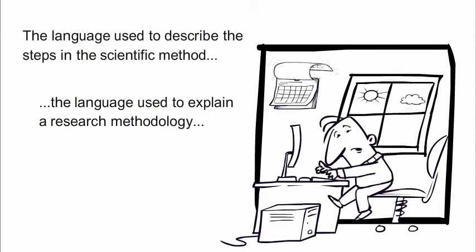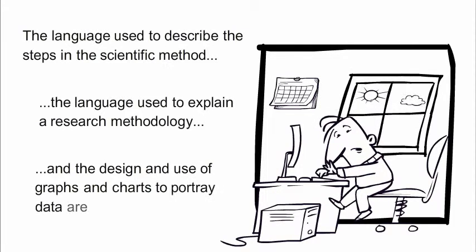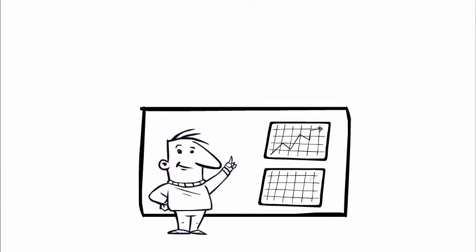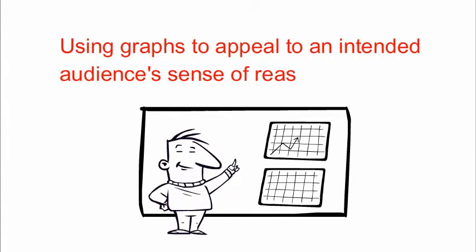In science, the language used to describe the steps in the scientific method, the language used to explain a research methodology, and the design and use of graphs and charts to portray data are rhetorical acts. For instance, a scientist using graphs to depict the rise or decline of the deer population within a certain region in the United States appeals to their intended audience's sense of reasoning.